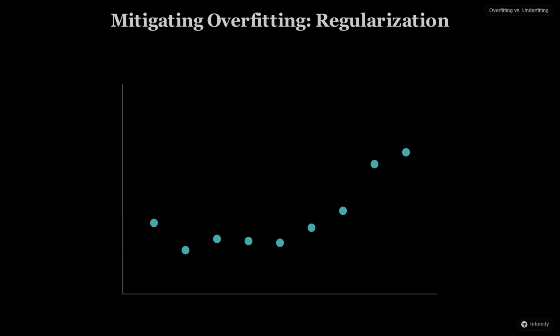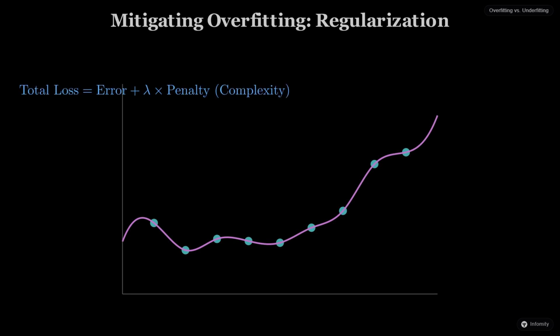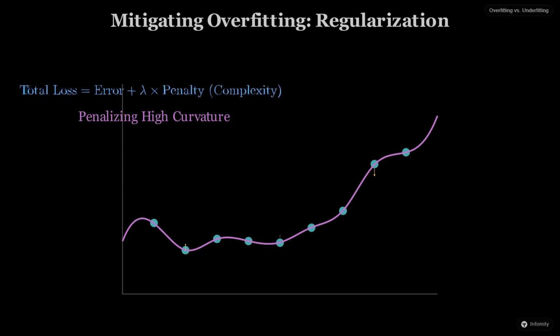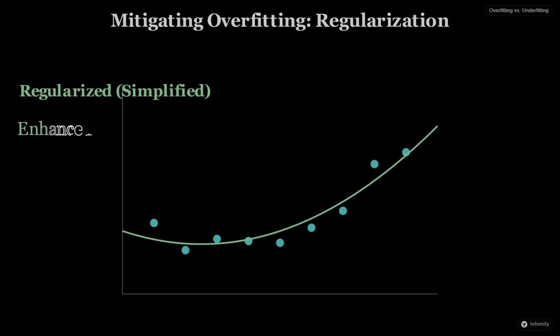Now that we understand the problems, how can we prevent overfitting? One powerful technique is regularization. Regularization works by adding a penalty term to the model's loss function, discouraging overly complex patterns. This penalty typically increases with the magnitude of the model's coefficients, effectively shrinking them towards zero. By penalizing complexity, regularization nudges the model to prefer simpler, smoother curves, reducing its tendency to memorize noise and improving generalization.